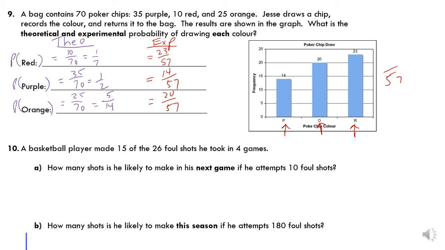A basketball player made 15 of the 26 foul shots he took in 4 games. So this is kind of tying in our last lesson on using probabilities, in this case sports. How many shots is he likely to make in his next game if he attempts 10 foul shots? So what we want to do first is figure out what his accuracy is like. So his accuracy, he made 15 of the past 26. So 15 out of 26.